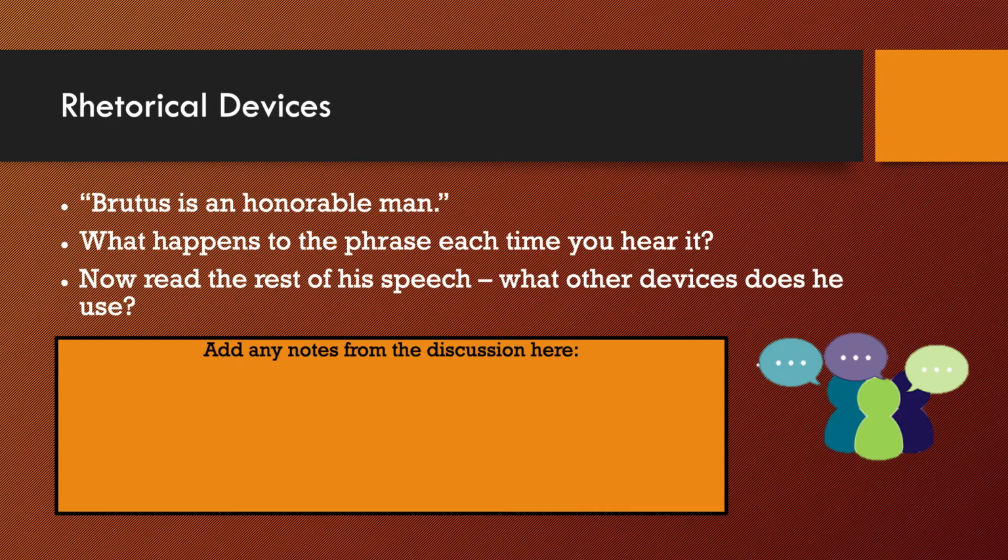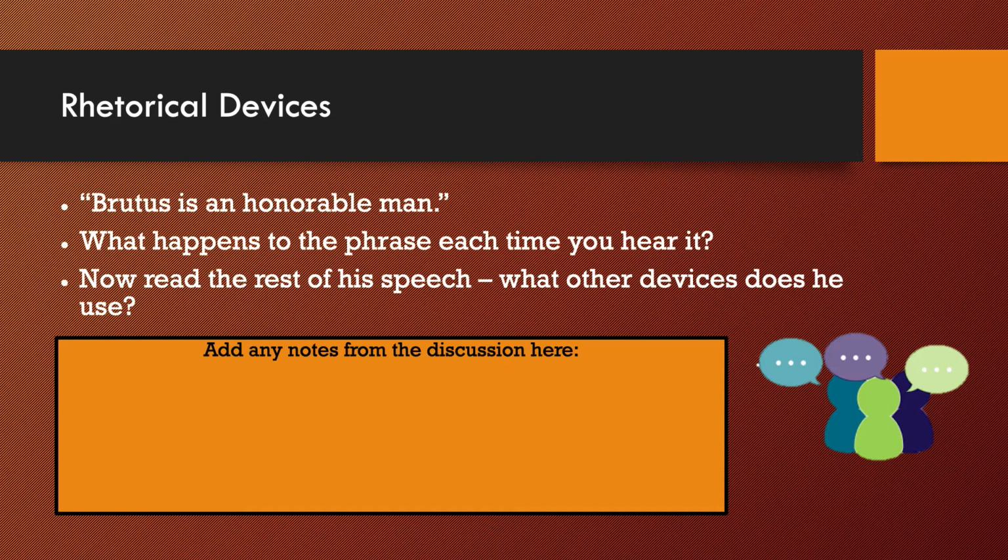Right, thinking about irony then. All I want you to do is think about what happens to the phrase Brutus is an honourable man each time you hear it. Okay, and I want you to make notes in that box. And if you find any other devices by looking at the speech properly again, add them into there as well.